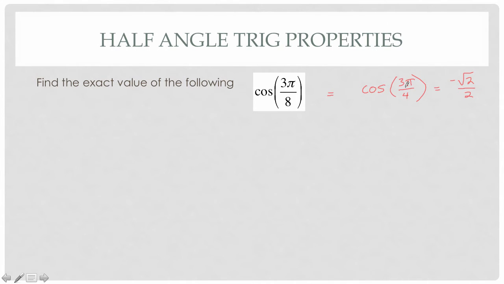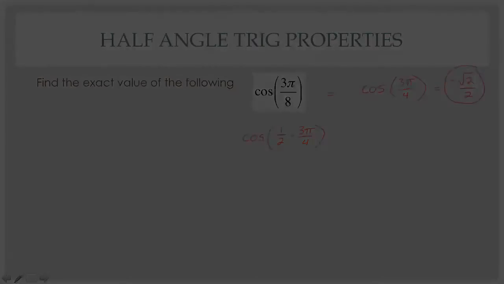But 3 pi over 4, if I multiply it by 1/2, that would be 3/8. So what we need to do is find out what's the cosine of 1/2 times 3 pi over 4. And we're going to use the half angle formula because we can figure out this part and probably use it. I need to find it for cosine, and then we'll finish up this problem.